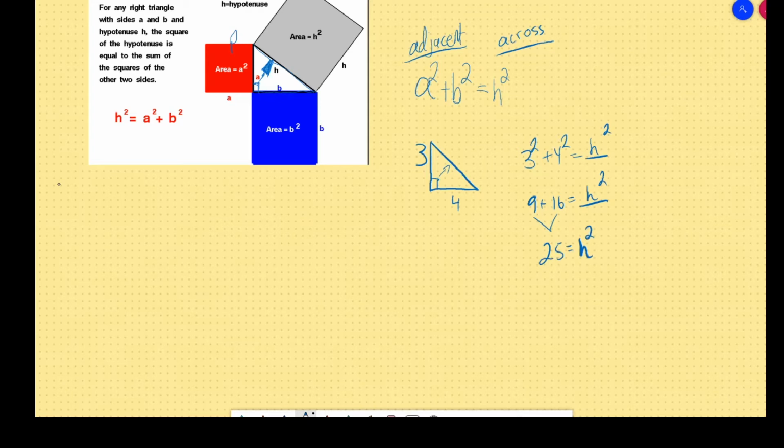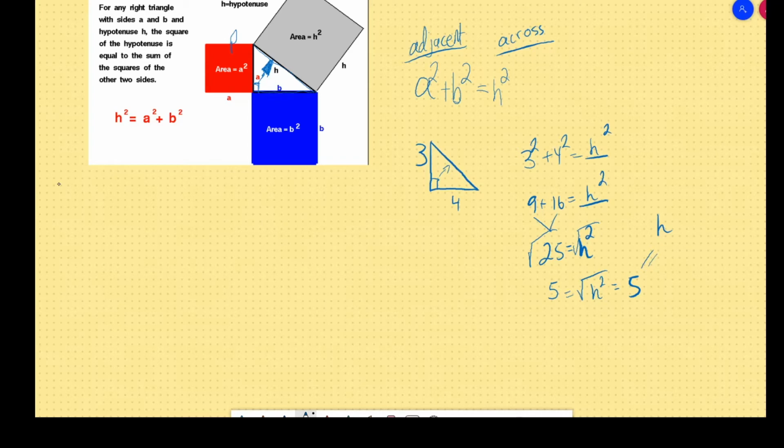We know from solving one-step equations that if we have a squared number and we're trying to solve for it, we take its square root. If we do it on one side, we do it on the other side. That tells us that the square root of h squared has to be the same as the square root of 25. 25 is one of our perfect squares, so we know that's 5. The square root of h squared is really h, because anything squared is just itself times itself. So that means 5 equals h.